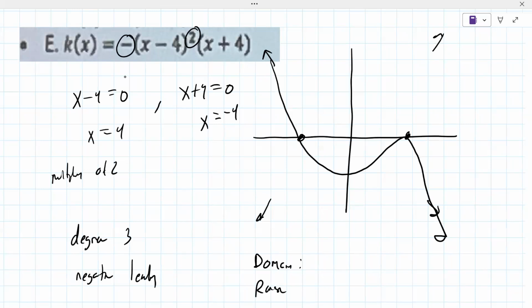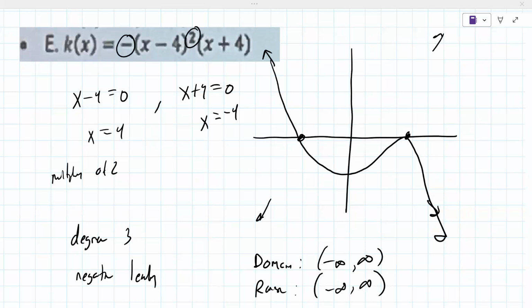So how about domain and range? Domain is negative infinity to positive infinity, and the range is negative infinity to positive infinity. Very good. Okay. Any questions on those? No. Okay, let's keep going here.